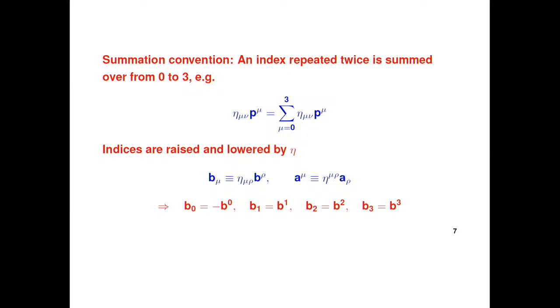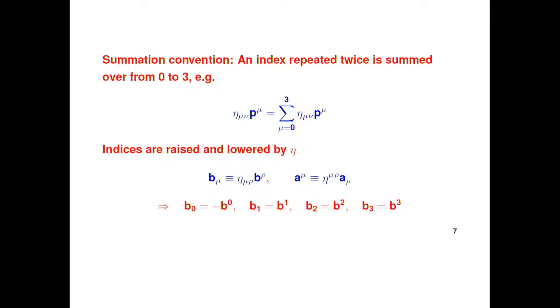We will use what is called the summation convention. If we have an index that is repeated twice in a given expression, then we assume that it is summed over, even though you do not write an explicit summation symbol. So, when I write something like this, it is understood that this is actually the sum over μ from 0 to 3 of this, because the μ index has been repeated twice.